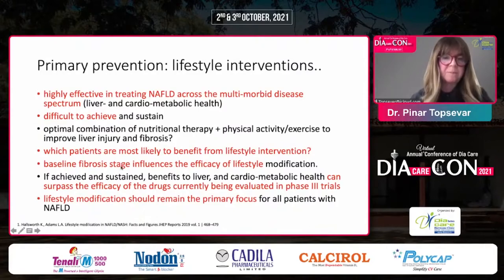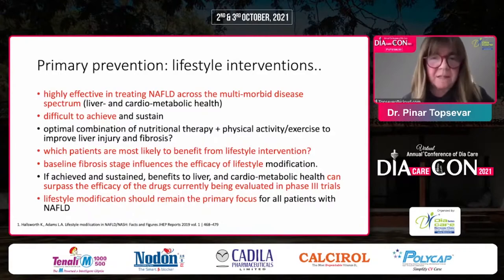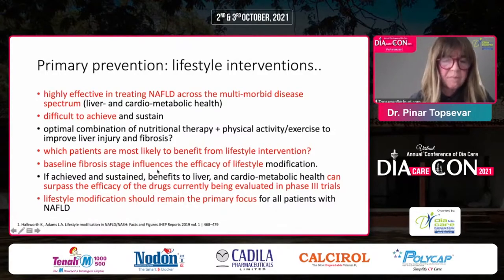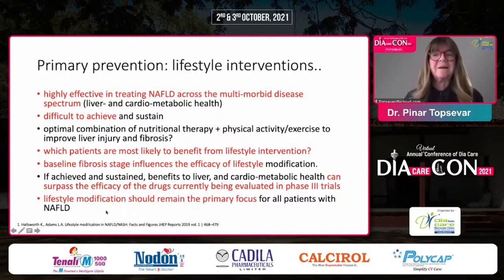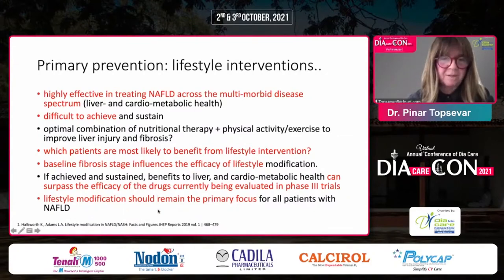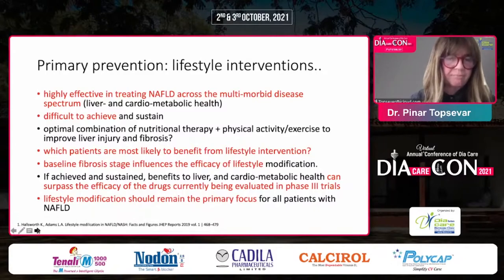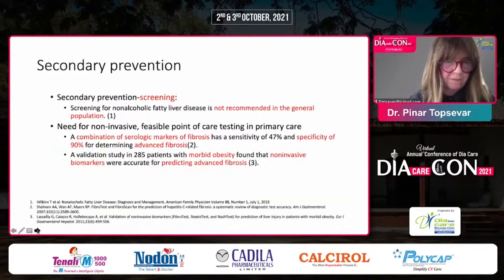First of all, does the baseline stage of fibrosis, so how advanced the patient is in the hepatic pathology, influence the efficacy of lifestyle interventions? And if so, which would be the best fit for which patient? We also know, as I already said, that if lifestyle were a little bit more user-friendly and feasible, it would surpass the efficacy of drugs currently being evaluated for the prevention of non-alcoholic fatty liver disease. But as I said, we need all the weapons we have.